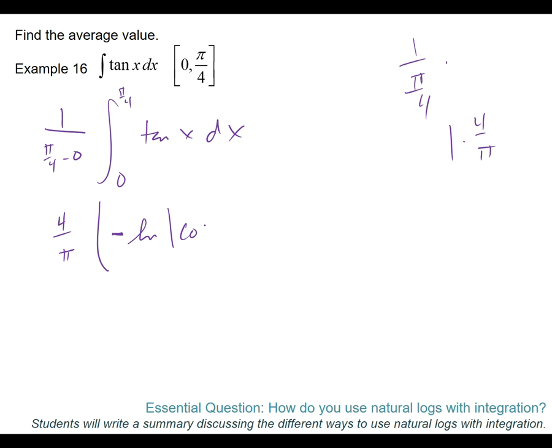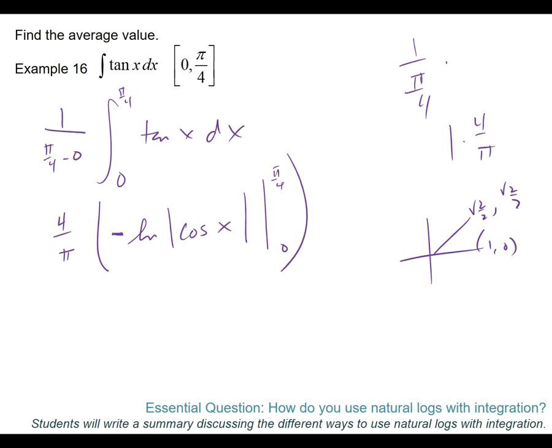Negative natural log of cosine x, and then we're going to go from 0 to pi over 4. So we've got 4 over pi out front. And then we've got negative natural log absolute value of cosine of pi over 4 minus negative natural log absolute value of cosine of 0. How can we do this double negative? Positive.